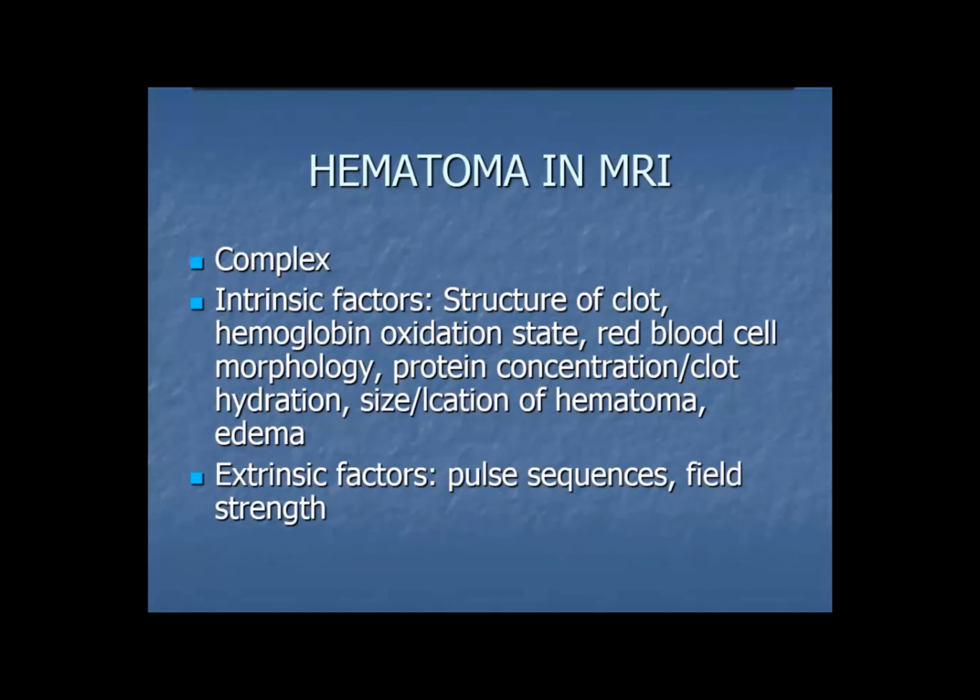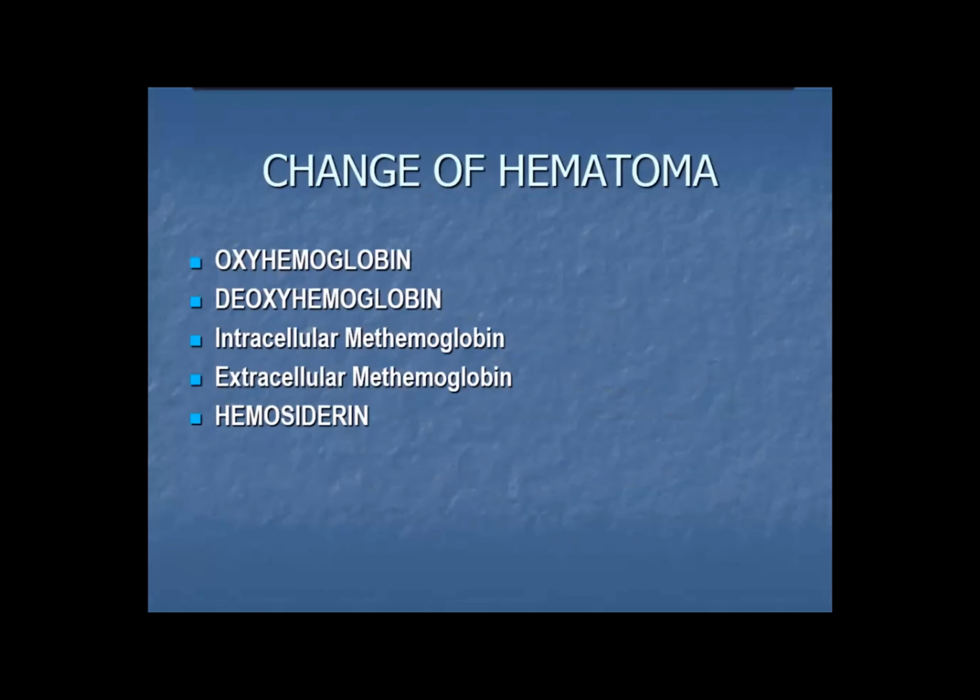The hematoma in MRI is complex. The intrinsic factors are the structure of the clot, hemoglobin oxidation state, red blood cell morphology, protein concentration, clot hydration, and the size, location, and edema of the hematoma. The extrinsic factors are the pulse sequence and field strength. The hematoma changes from oxyhemoglobin to deoxyhemoglobin, to intracellular methemoglobin, to extracellular methemoglobin, and hemosiderin.